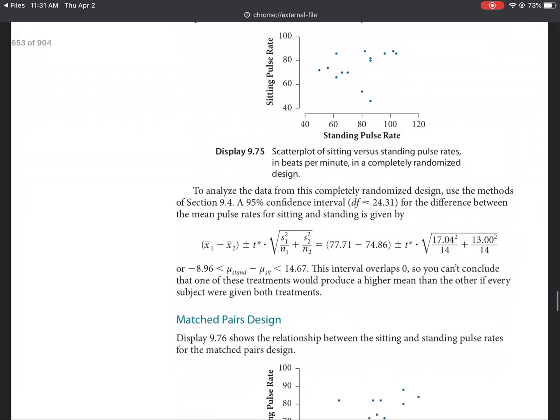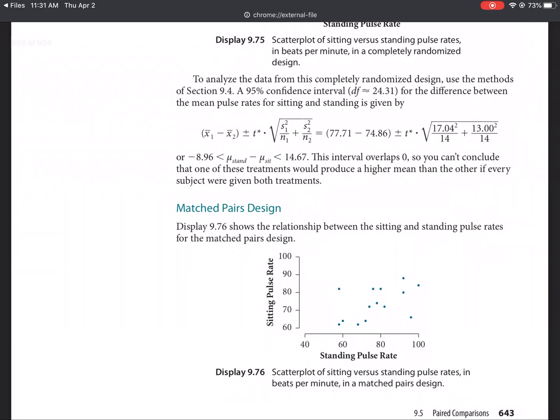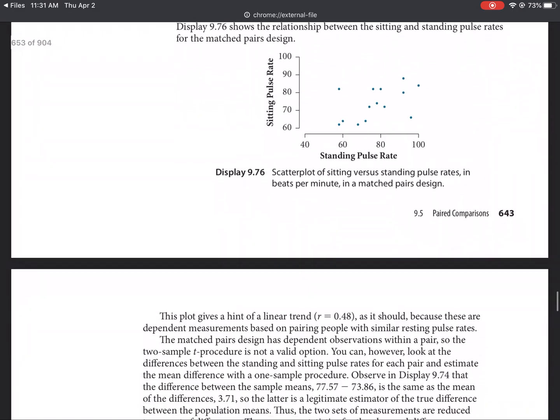When they do their analysis, they eventually get to the point where you can see that the confidence interval that they calculated ran from negative 8.96 to positive 14.67. Clearly, 0 is in that confidence interval, and so they couldn't come to any statistically significant conclusion. When they ran a matched pairs design, they got some more consistent data.